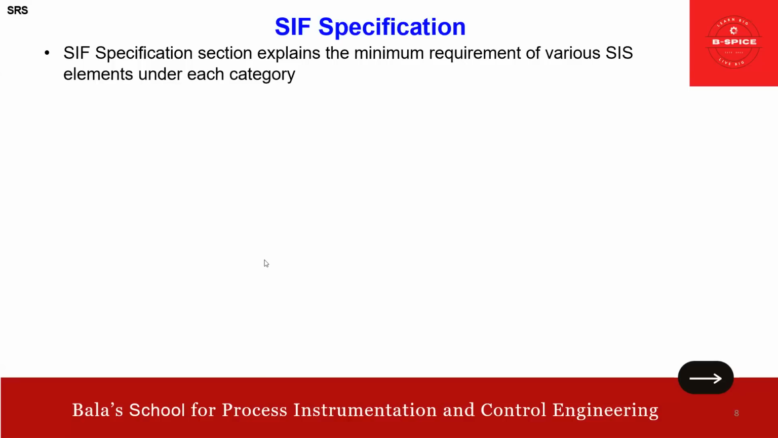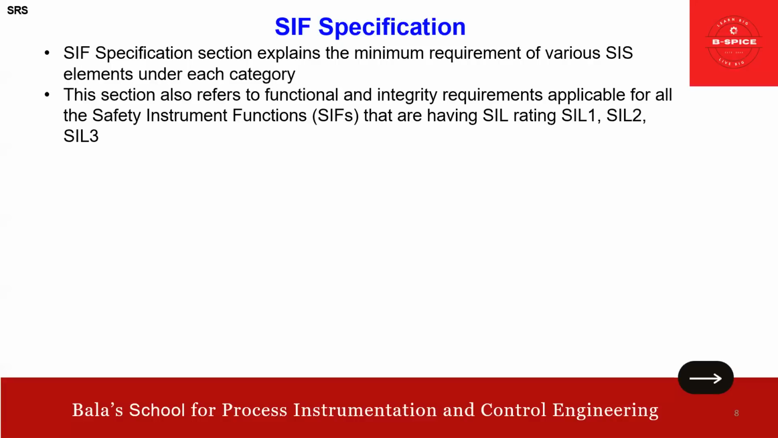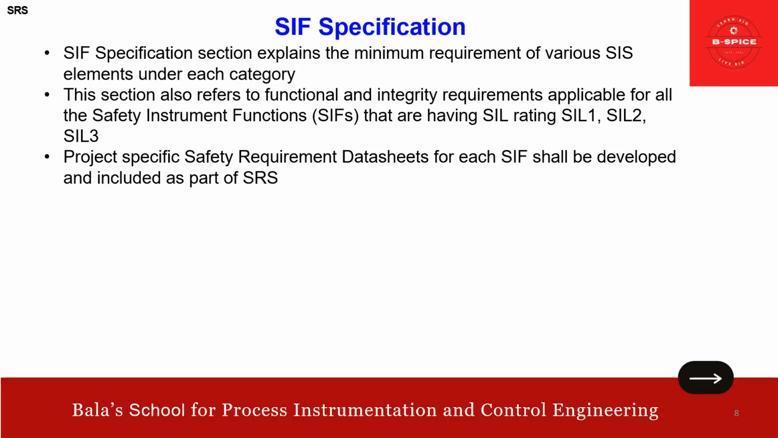Now, SIF. The SIF specification section explains the minimum requirements for various SIS elements under each category. So this SIF specification is also one part of the SRS. It refers to the functional and integrity requirements applicable for all the SIFs having SIL 1, 2, and 3. A project specific SRD, safety requirement data sheet, for each SIF shall be developed and included as part of the SRS. You got it, friends? So the SRS should also have the safety requirement data sheet for each SIF.